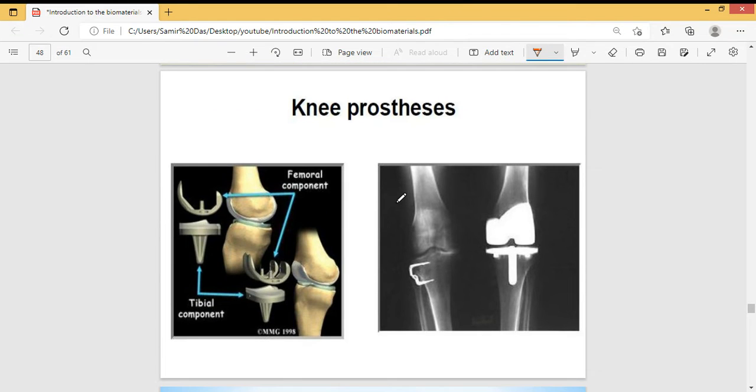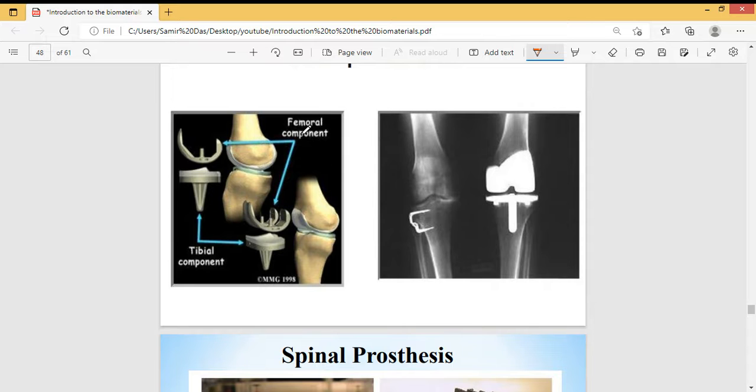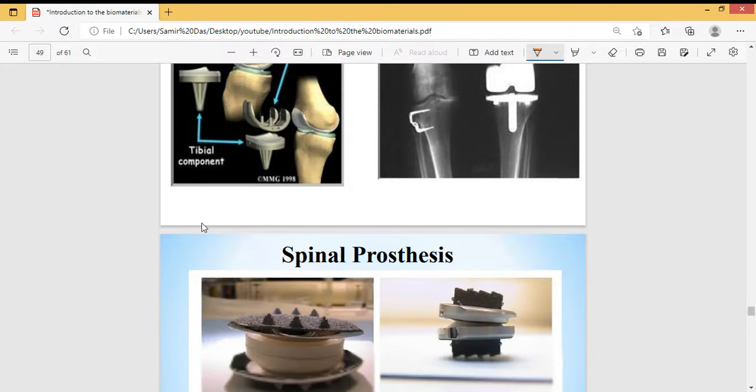Now come to the knee prosthesis part. In case of knee prosthesis, there are two zones. One is the femur, another is the tibia. Both are connected with a soft polymer material, so that there is a decrease in the wear between the femoral component and the tibial component.